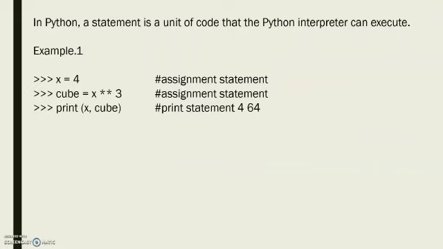A statement is a unit of code that the Python interpreter can execute. So you see, we mean unit of code. It can be a variable, it can be a value, it can be an expression using operands and operators. We can assign values to this and they can be executed.